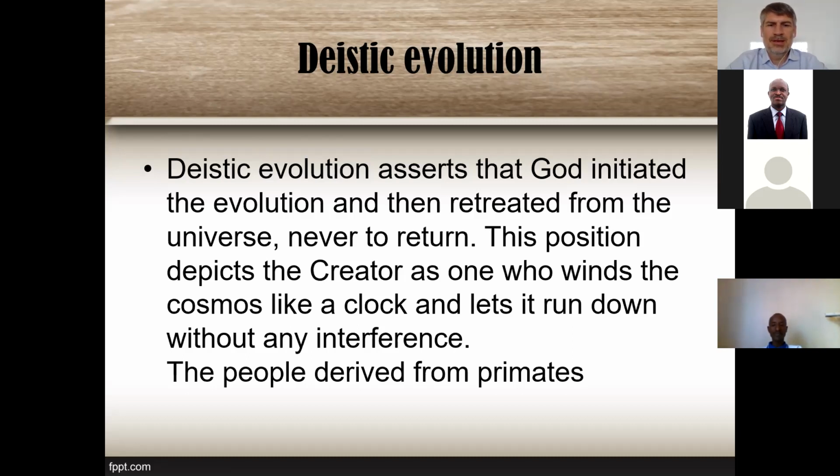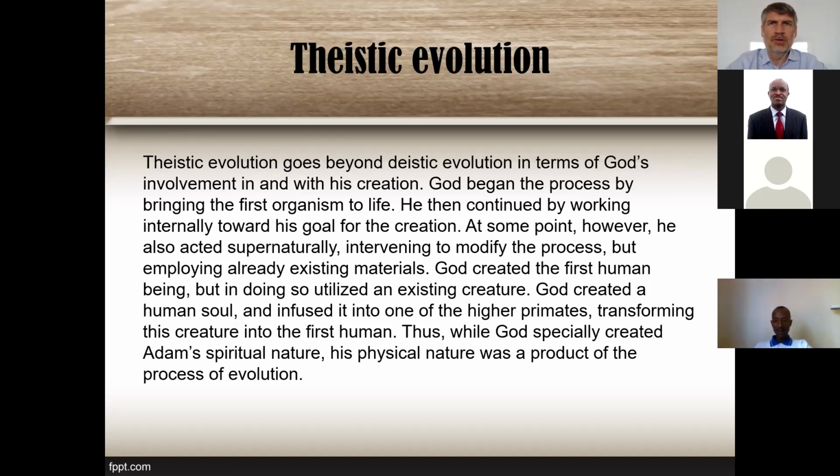This position depicts the creator as one who winds the cosmos like a clock and lets it run down without any interference. Of course, according to this point of view, people derived from primates and so forth. So it looks like God used evolution for creation, and he just initiated the process, and after that he never intervened in the process of evolution. I don't think that today there are many people who hold this idea, but theistic evolution, or different forms of theistic evolution, like progressive creationism, are very popular today.